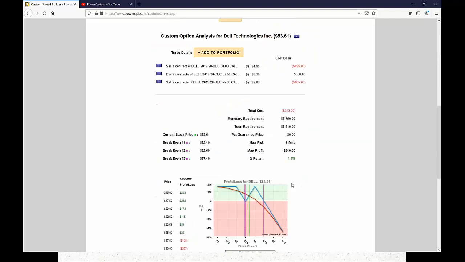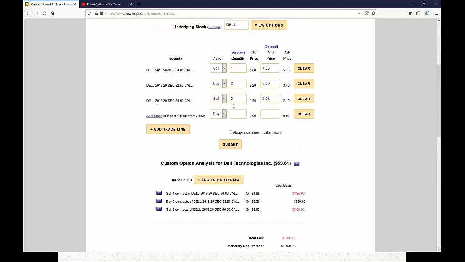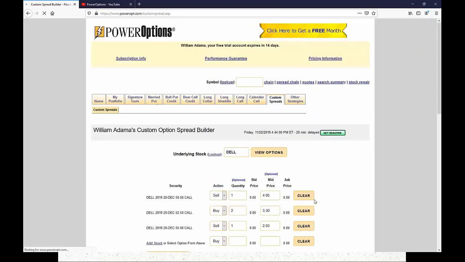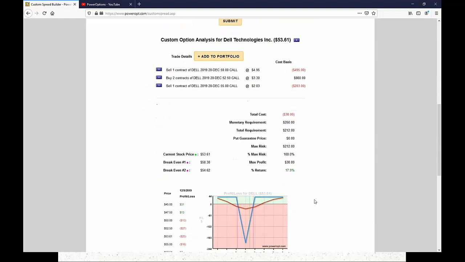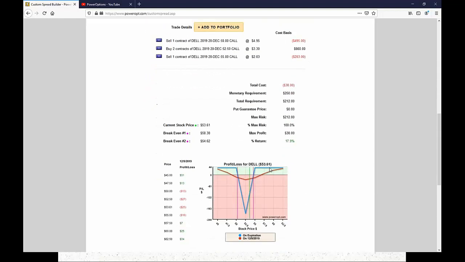Did I scroll too much? Oh, yeah. See, this one I don't think I did right. Did I do 2 and 2? My apologies, Fernando. I did 2 and 2. So this is the reverse one you're talking about. That doesn't have a capped gain. I understand that. But it does have a capped gain.